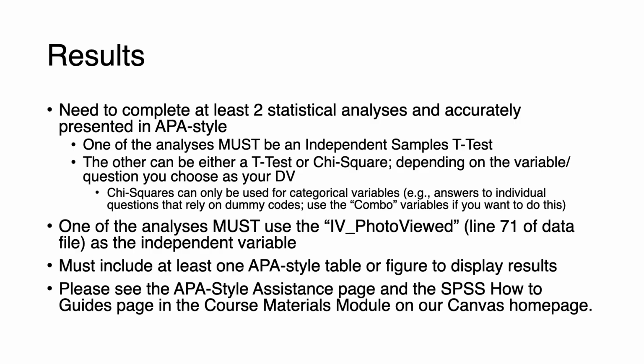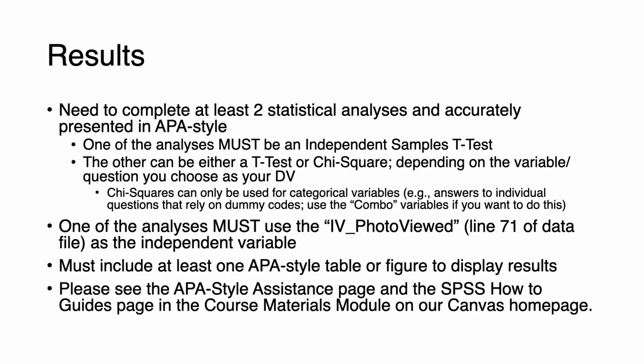So one of your 2 analyses must be an independent samples t-test. So the other can either be a t-test or a chi-square. However, please make sure you are choosing the appropriate statistical test for your variables. So the t-test, I have a how-to guide on Canvas in the SPSS How-To Guides page that tells you how to run an independent samples t-test.